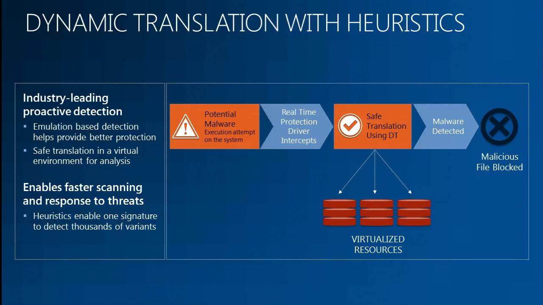So it's a way for us to emulate suspicious behavior on the client to really look for behavior that looks suspicious that we need to do something about, whereby the engine then checks the definition and sees if it matches a value that says, hey, this is definitely a malware family, let's get rid of this thing. So the main point to point out here is that bottom statement that enables faster scanning and response to threats through this dynamic translation with heuristics method.